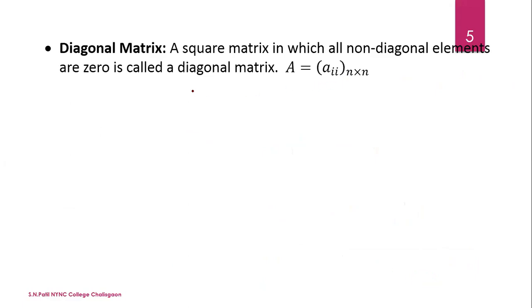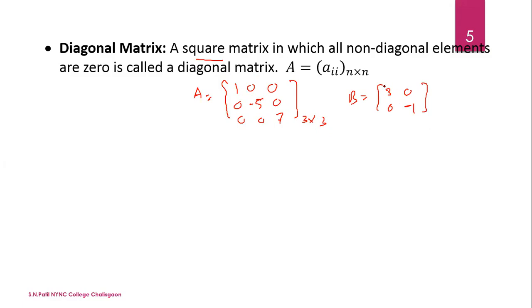See, for example, A is equal to, let us consider a 3 by 3 matrix. See, a diagonal matrix is a square matrix. 3 by 3, that is 1, 0, 0, 0, minus 5, 0, 0, 0, and 7. So this is a diagonal matrix. B is equal to 3, 0, 0, minus 1. This is a diagonal matrix. See, all the non-diagonal elements are 0.